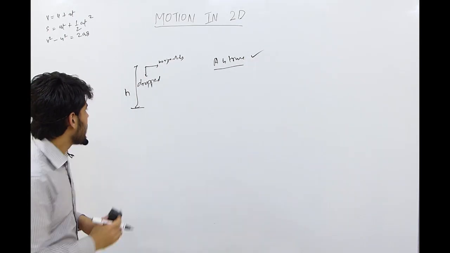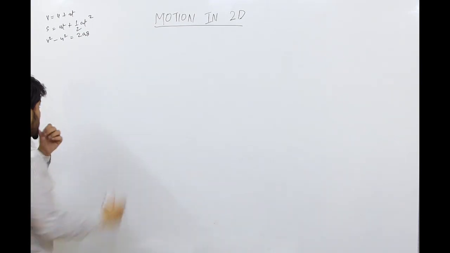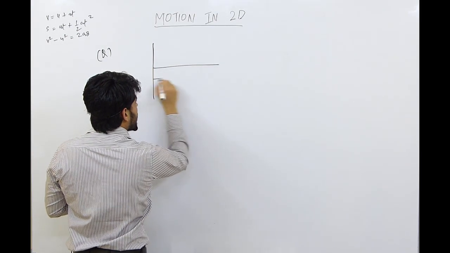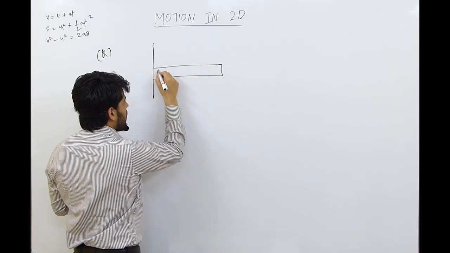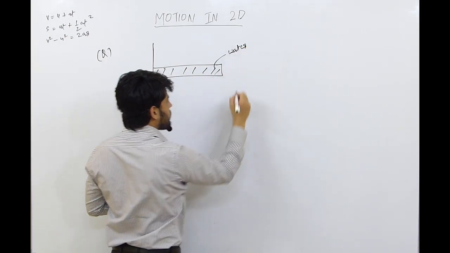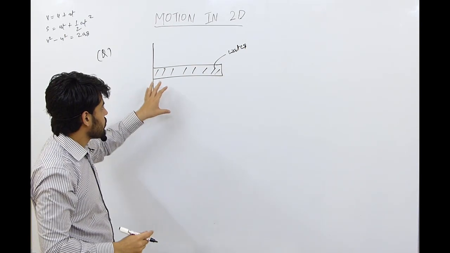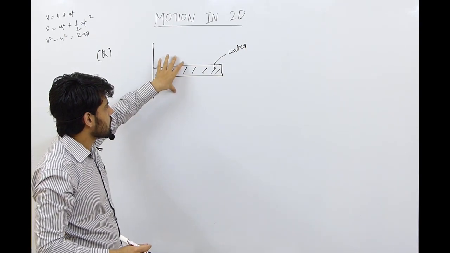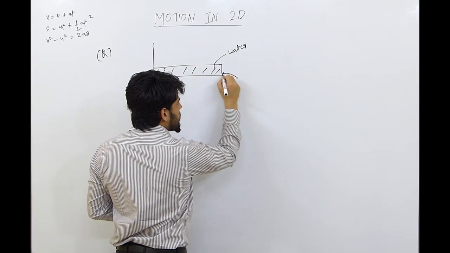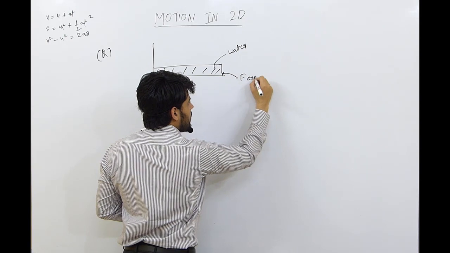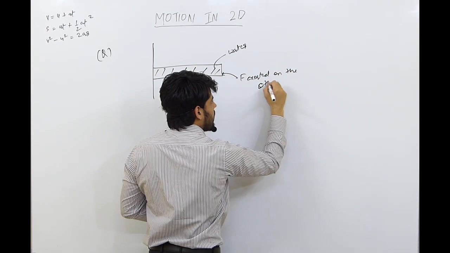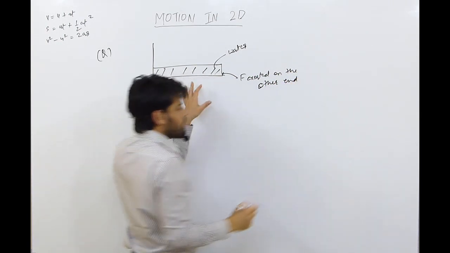Now let's take the numerical. What is the question given? There is a tube. In this, water is filled. In the question it is given that this tube is revolved around one of its ends. Then find the force exerted on the other end by the water inside the tube.